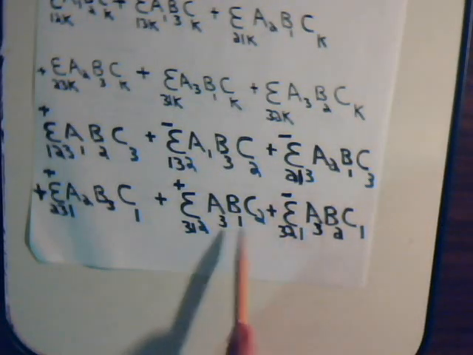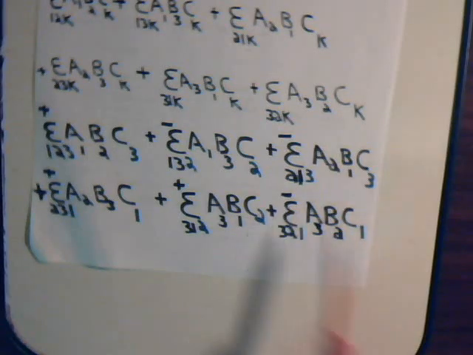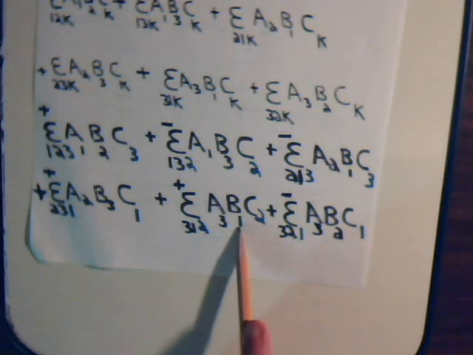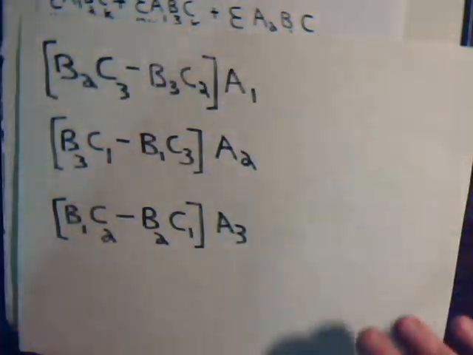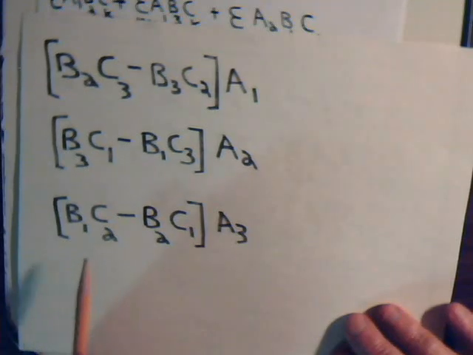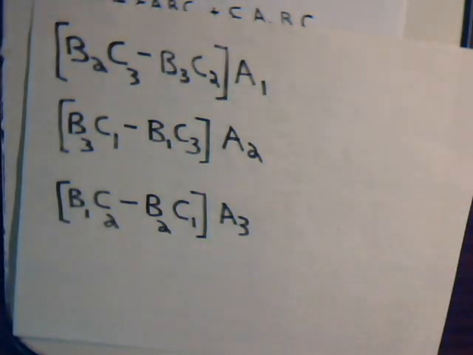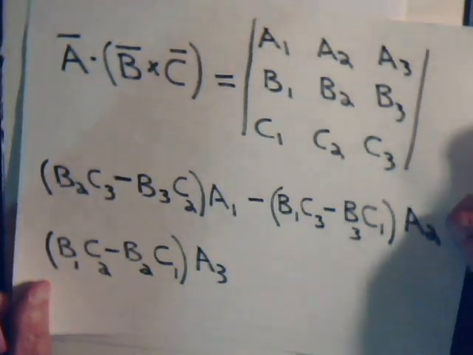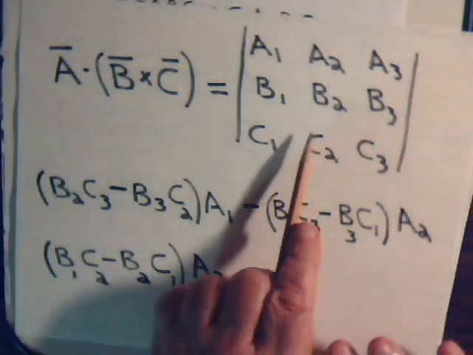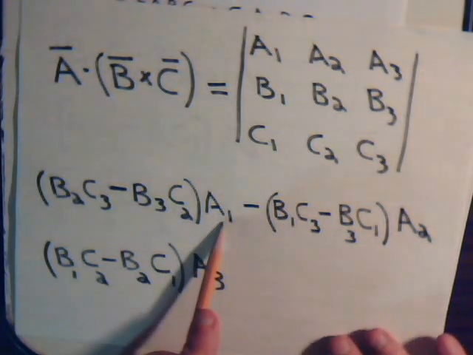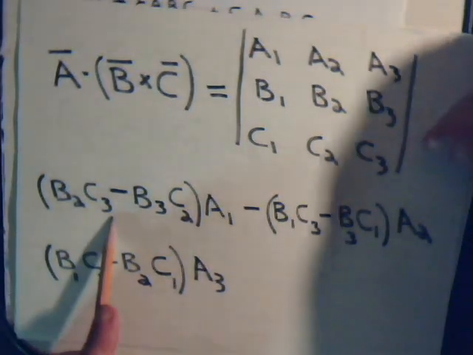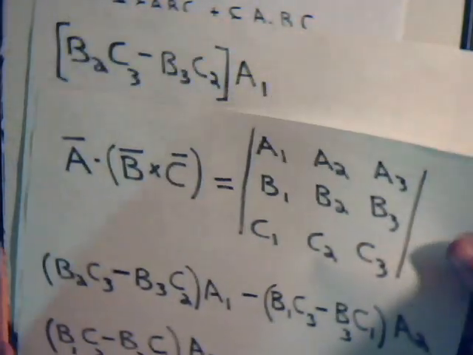And here we have A3 is common to these. This is plus, this is minus, so we'll have A3, B1, C2 minus B2, C1. That is right here. Now, how do these compare with these that we got from our determinant form for the scalar triple product, expanding it out with minors? So you have A1, B2, C3. Let's see if we can get these together simultaneously.